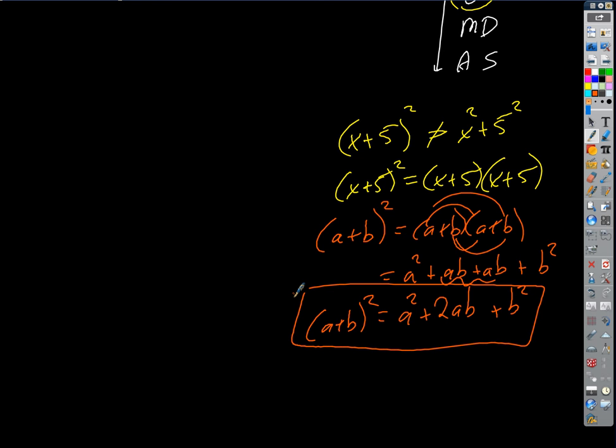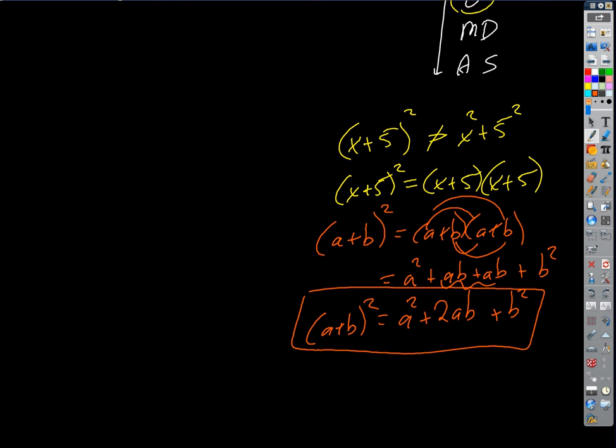Look at that. If I have a plus b quantity squared, it always ends up being a squared plus 2 times a times b plus b squared. In other words, it's going to be the first thing squared plus 2 times the first times the second, 2 times the product of the two, plus the second thing squared. You can always follow that pattern. It's way easier to do than have to multiply this whole thing out every time, right? So let's go up here then.